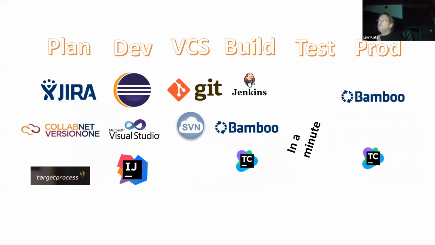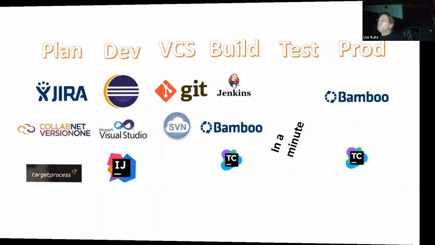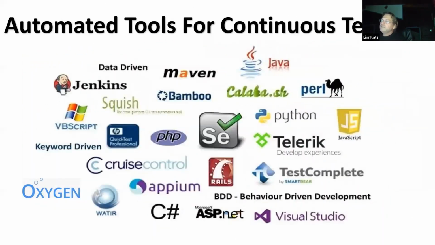If you're dealing with DevOps, DevOps has tons of tools, and for testing we have these automated tools for continuous testing. We have Python, we have Appium, and we have VBScript, and we can use Jenkins, and we can use Visual Studio, we can use Teams, and we can use tons of continuous testing tools for testing automation.